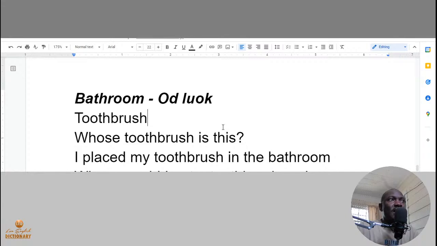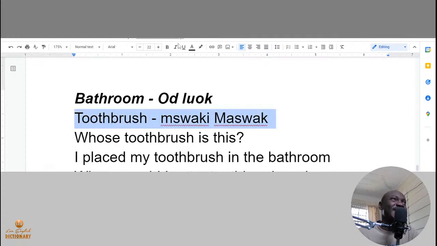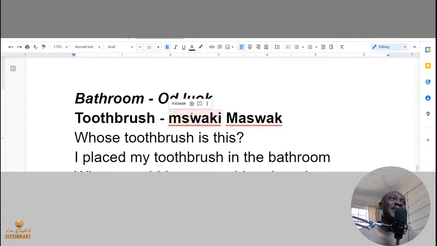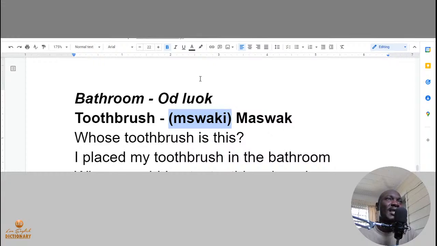And toothbrush is called, now the toothbrush, the Swahili name for toothbrush is mswaki. That's the Swahili name. Then guess what? Luos call it maswak. So what does that tell you? That the Luos did not do what? Though in our defense, we didn't have modern toothbrushes. Instead, we had some trees or some shrubs that we would use for brushing teeth. So mswaki or maswak is the toothbrush.